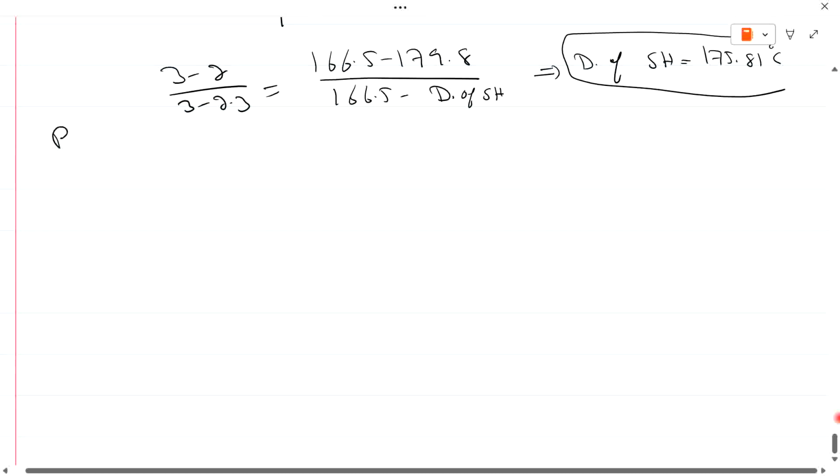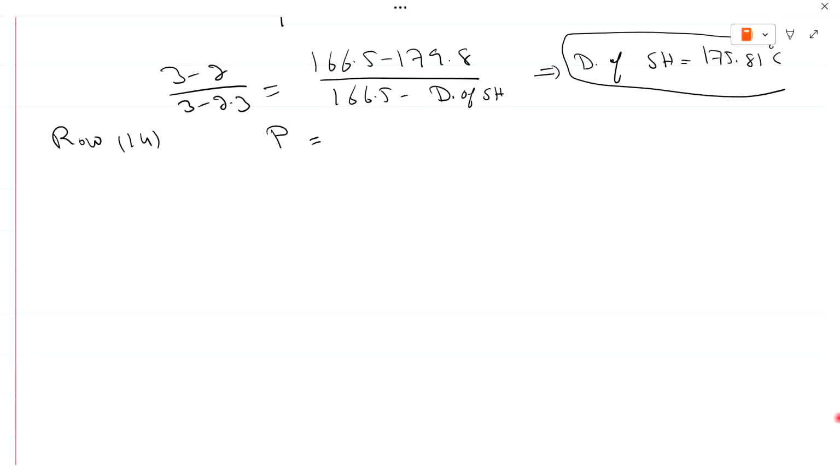Row number 14. Pressure is 44 bar and temperature is 420 degrees centigrade.